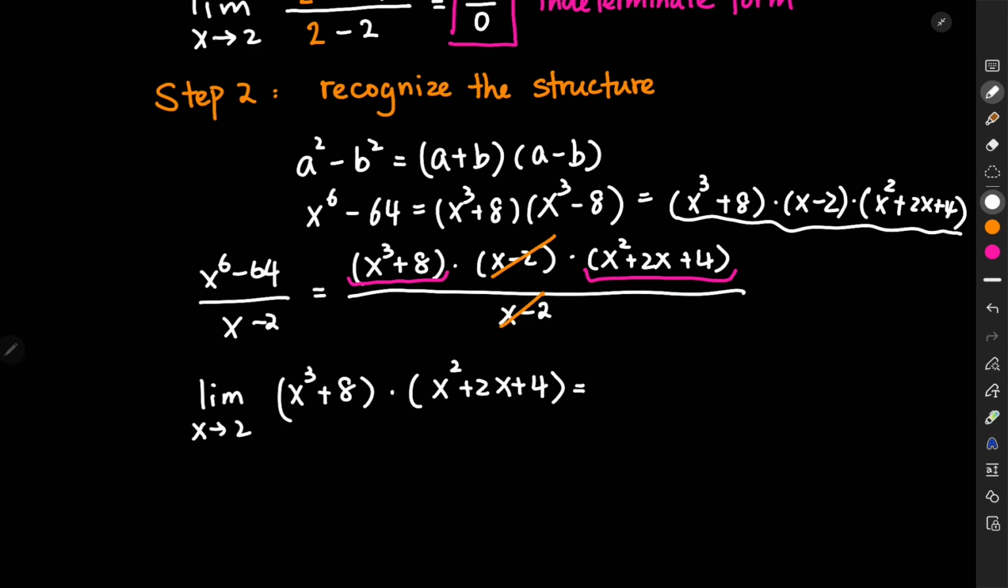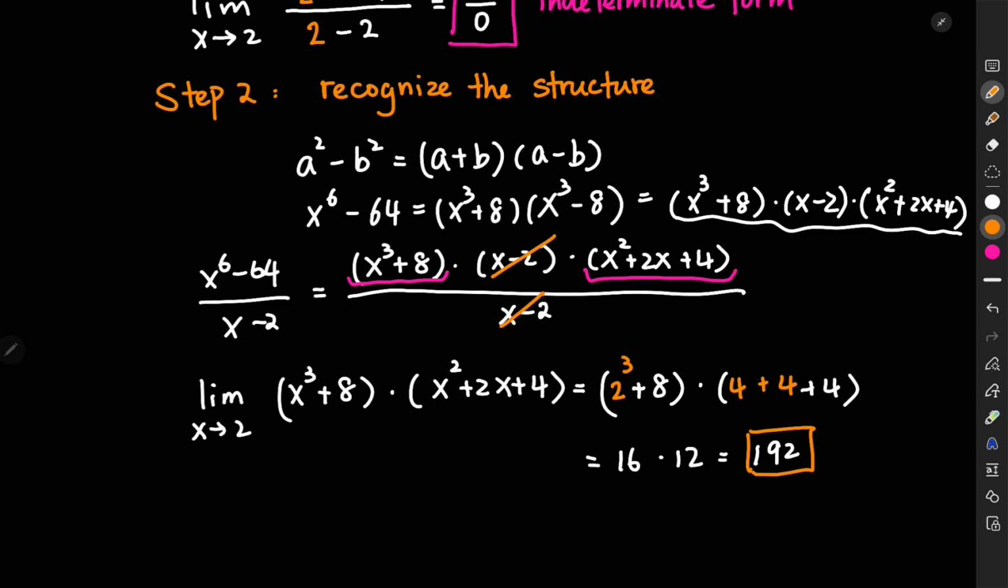And now we can plug in the 2, which gives us 2 to the 3rd plus 8 times 4 plus 4 plus 4, which gives us 16 times 12 is equal to 192. And that will be the final answer for this question.